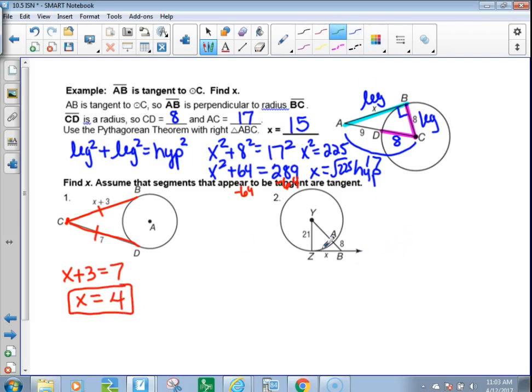All right, and number 2, because we have a tangent line ZB and a radius YZ, there has to be a right angle where Z is. Angle YZB is a right angle. We have a right triangle. This little piece from A to B is given to be 8. What would Y to A be?